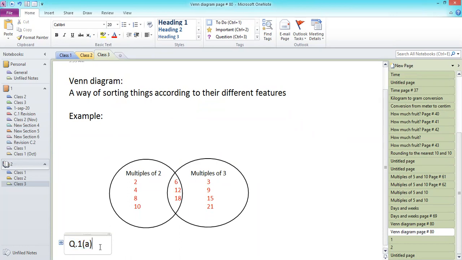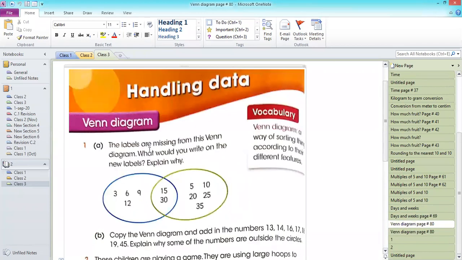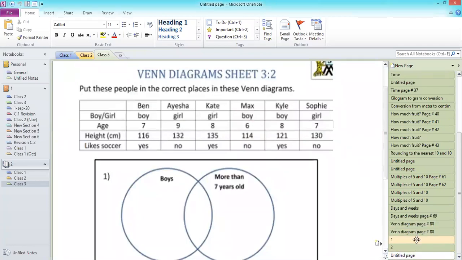Okay. What is question number 1A, guys? Question number 1A is, the labels are missing from this Venn diagram. What would you write on the new labels? Okay. So this is very easy, guys. You can see 3, 6, 9, 12, 15, 30. These all are multiples of 3. 5, 10, 15, 20, 25, 30, 35. These all are multiples of 5. So you can easily give them a name.